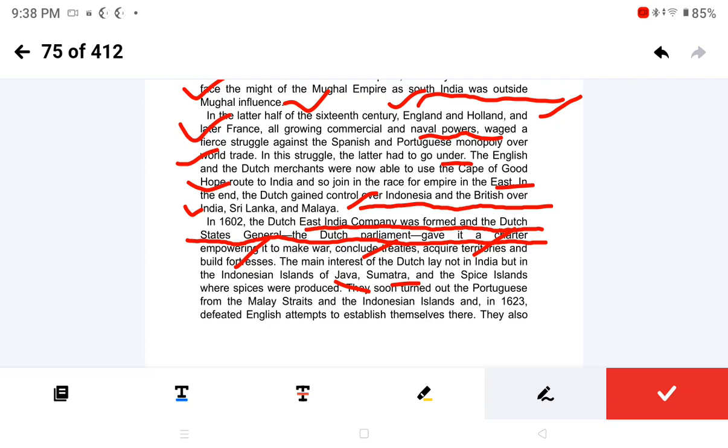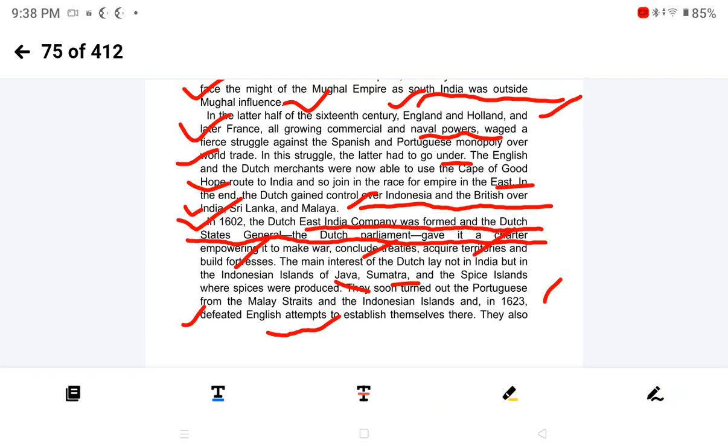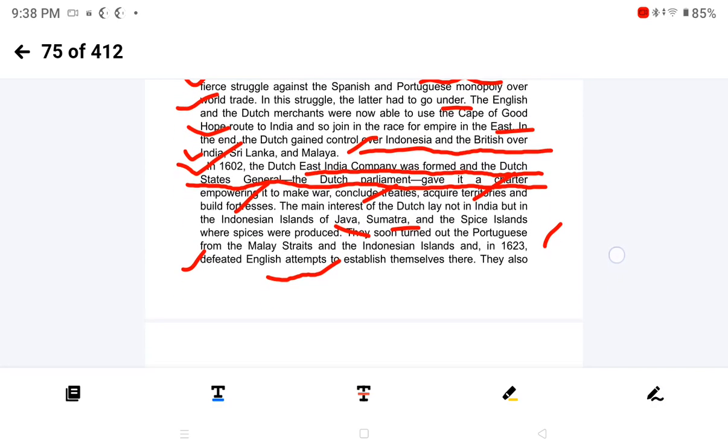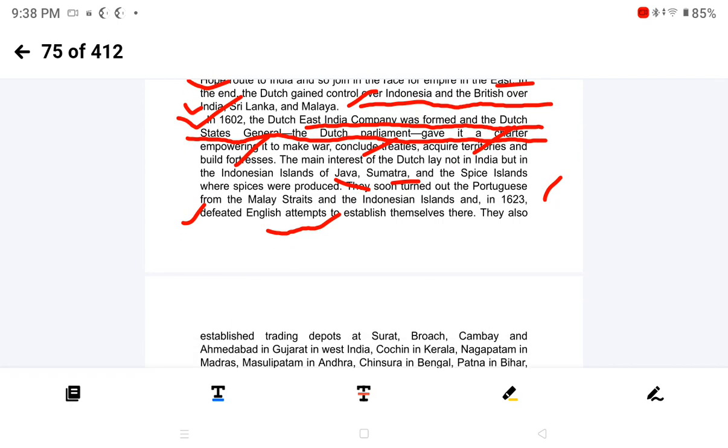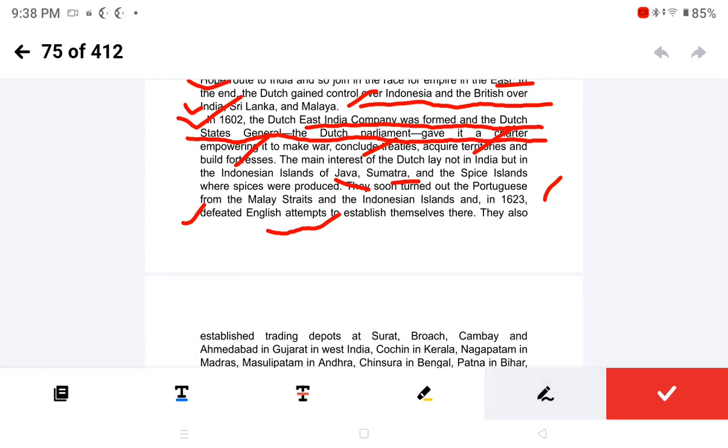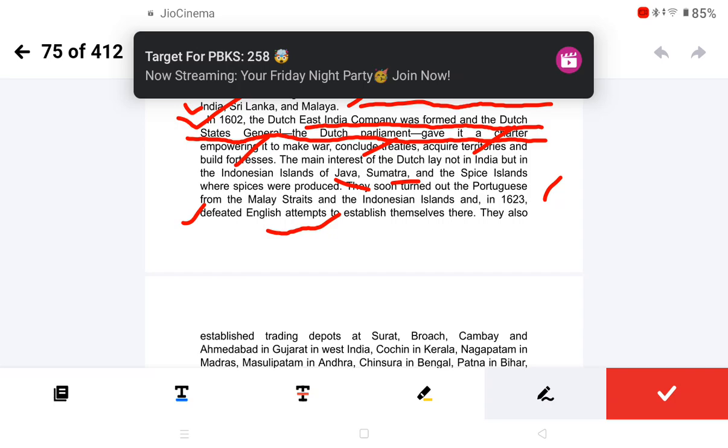They soon turned out the Portuguese from the Malaya Straits and the Indonesian islands, and in 1623 defeated English attempts to establish themselves there. So the Dutch East India Company was formed in 1602. Remember this. Then in 1623 they defeated the English attempt to establish themselves there.